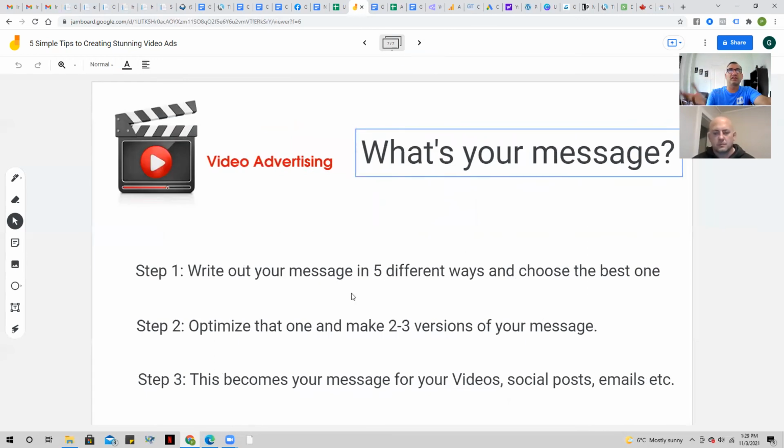It's similar to the exercise I gave last week. It's basically, what's your message for video advertising? Write out your message in 5 different ways. Choose the best one, optimize it, make those versions, and then that becomes your mission. Like how in the past every website used to have a mission statement instead of an about us section, right? So you want to optimize one of those and make a few versions of it. So you're finding the best way to convey your message in a few different ways, right? And this becomes your main message, the same thing you keep hammering out.